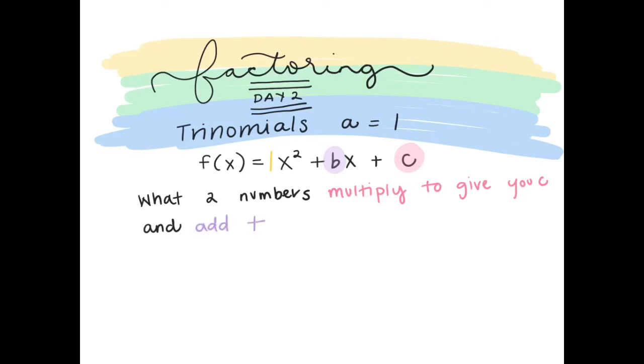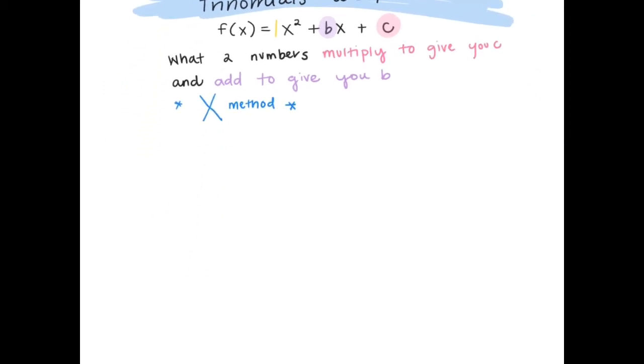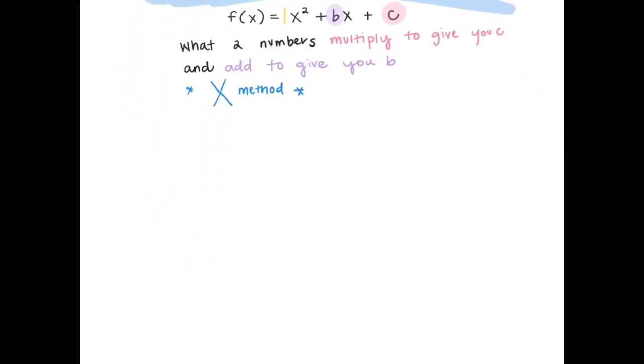Okay, most teachers, myself included, when I teach this for the very first time in analytic geometry, I use the X method because it's a great visual representation of what to expect. So let's take a look at a couple of examples. Example number 1, I'm going to have f of x is equal to x squared plus 11x plus 24.